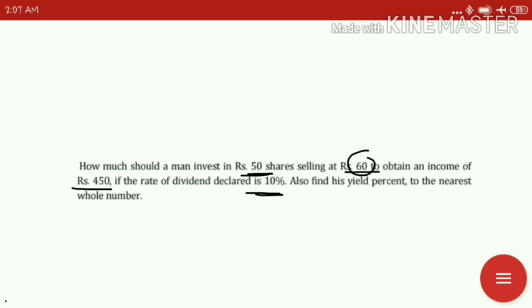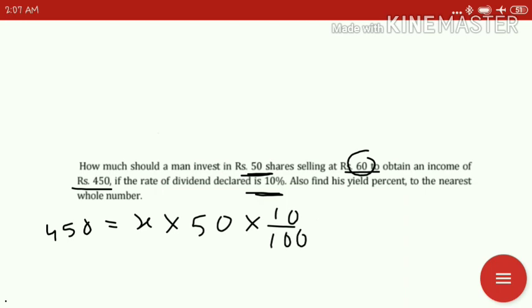So again we will apply the same formula, that is 450 equals the number of shares. We will take it as x, into face value, that is given as 50, into rate of dividend, that is given 10 by 100. So if you apply this formula, you can easily find out the value of x. So the cancellation, you will get x equals 90. So 90 shares he has purchased.